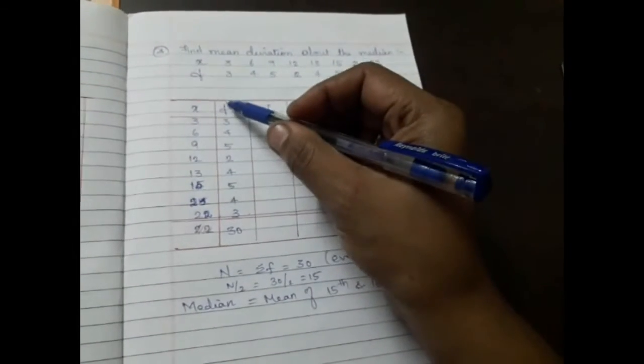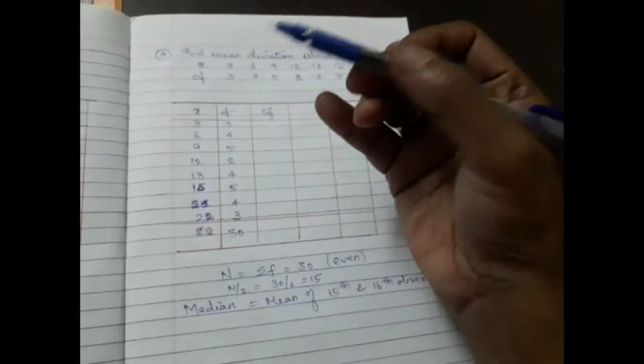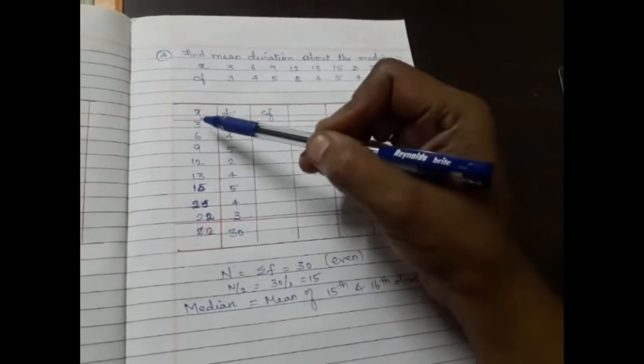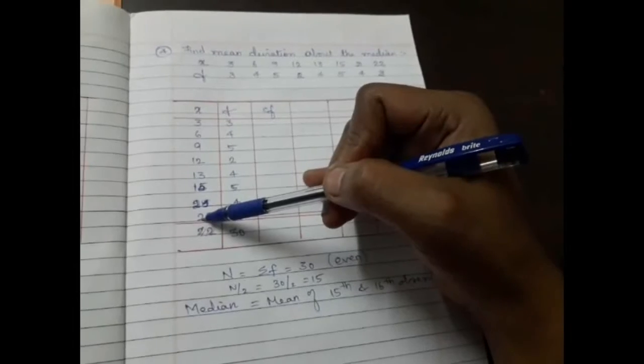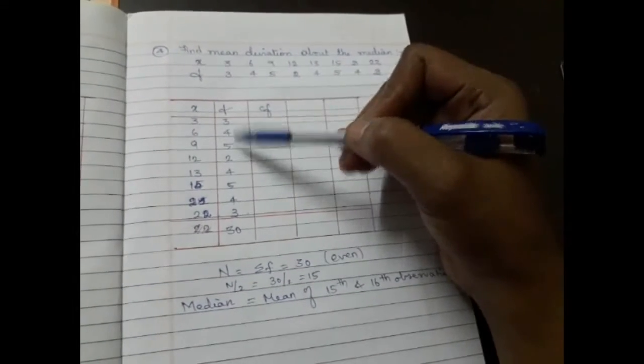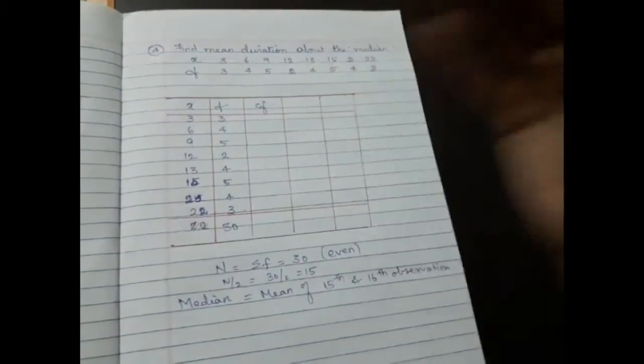What is meant by frequency? How many times that particular value occurred, right? So, number 3 occurred 3 times. So, you have to arrange only the x values in the ascending order. The corresponding frequency of that number you should retain in the same place. You should not arrange it again in the ascending order.